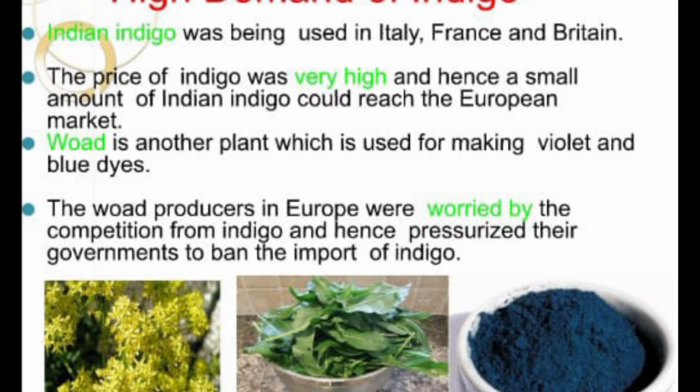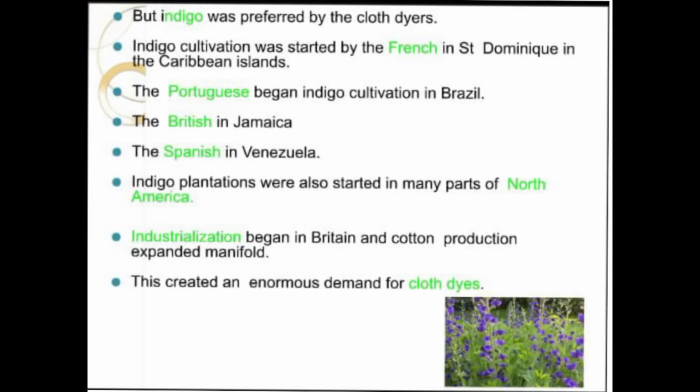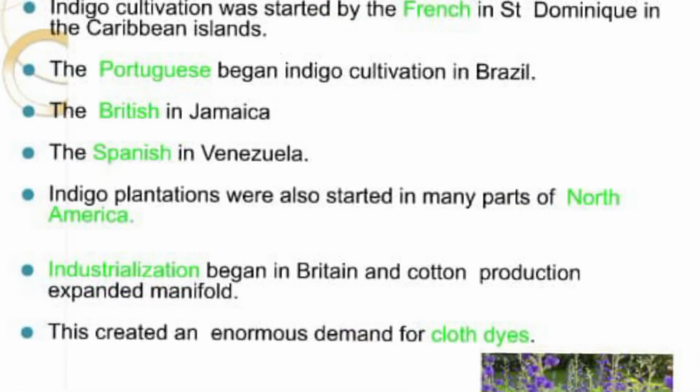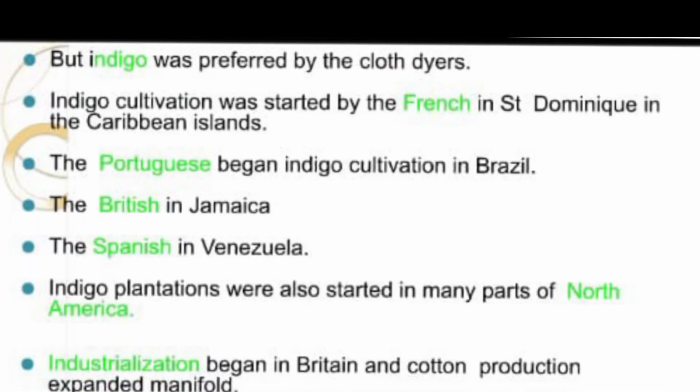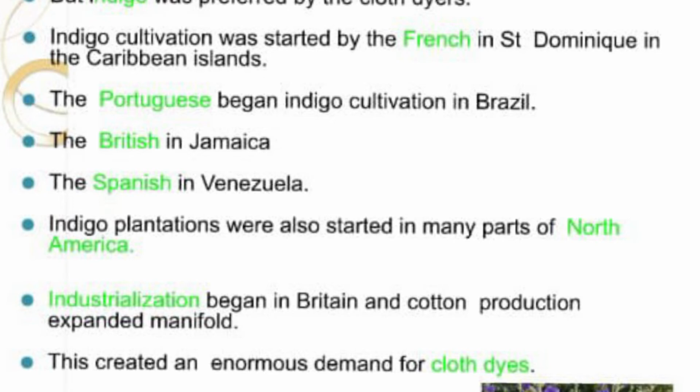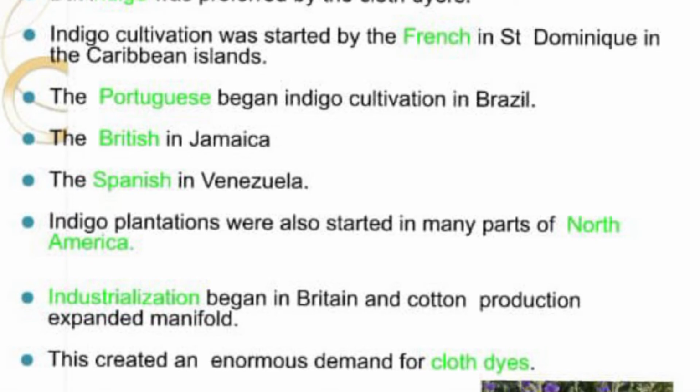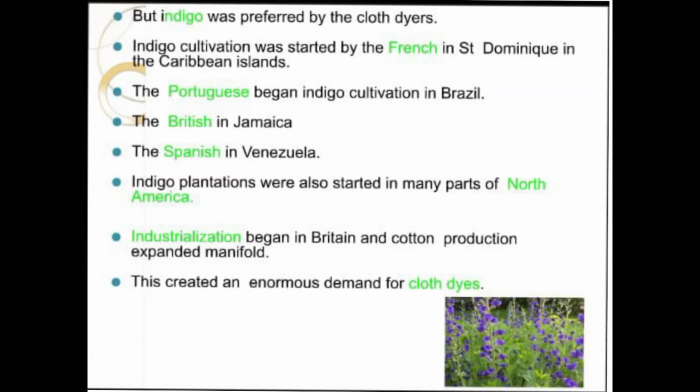They could not sustain, and hence they were pressurized. They were pressurized to compete. So they in turn pressurized their governments to ban the import of indigo, the coloring substance. But indigo was preferred by the cloth dyers. They were using it because the color had very good quality.